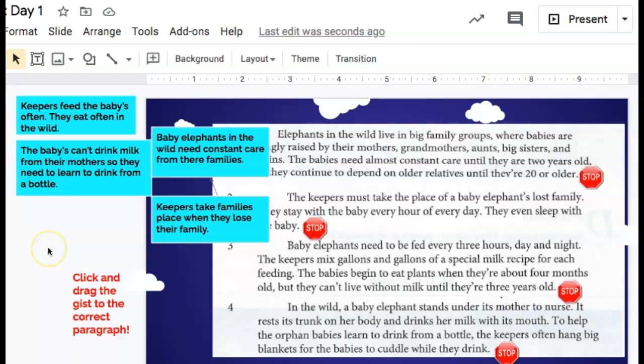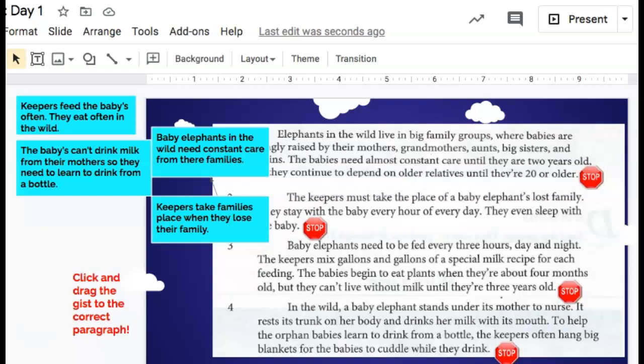So here it says, keepers feed the babies often. They eat often in the wild. So it does say that the baby elephants feed every 3 hours, day and night. So it is telling me that they eat often. It's also telling me that they begin to eat plants when they're about 4 months old.